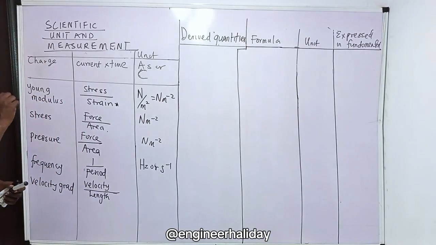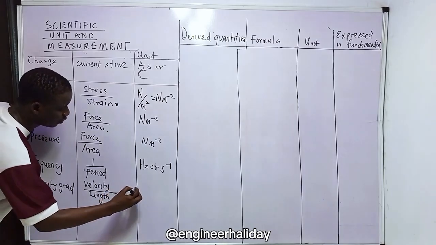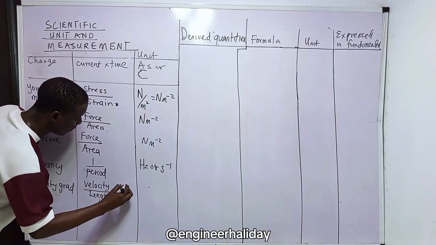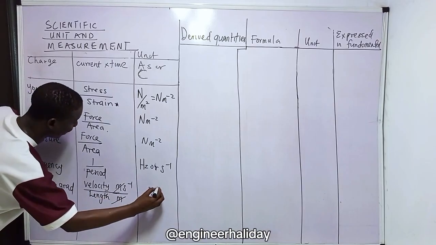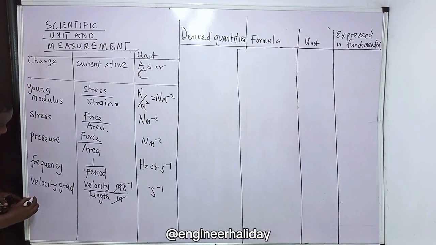I have not mentioned rates for you. I'm mentioning gradient now. Don't forget, this one is measured in meter per second divided by meter. Meter will cancel meter, we have per second. That's why it's measured that way. We have what they call decay constant.